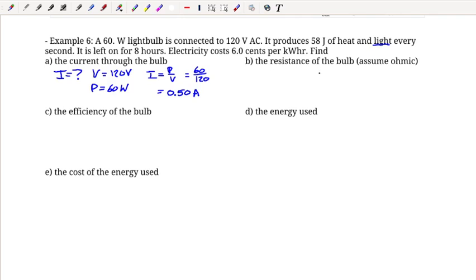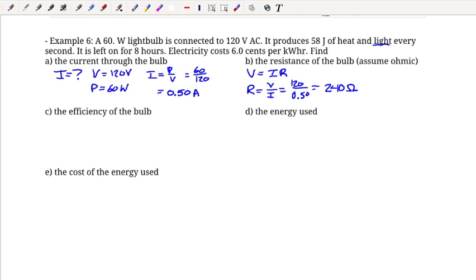Part B asks me to find the resistance in the light bulb. Now I actually have two choices for finding resistance. I could use the power formula that I found up above, which was V squared over R or I squared times R. Either one of those would work, or I can go back to Ohm's law, which maybe is a little simpler because there's no squares involved. V equals IR. I've got the voltage, I've got the current. I should be able to solve for resistance. So I've got R equals V over I. Voltage 120, current 0.5, divide by 0.5 is going to give me 240 ohms of resistance.